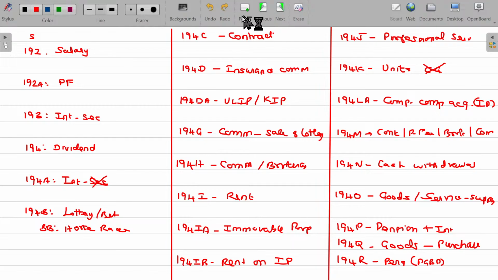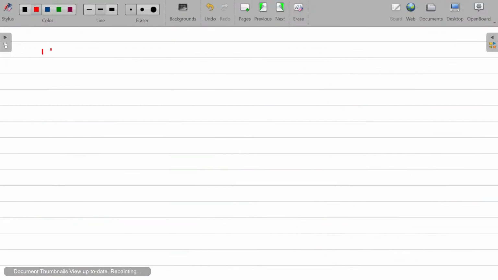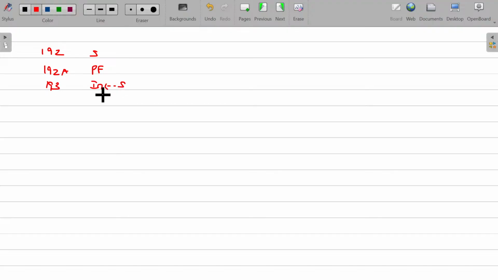Let me summarize here. So 192 is what? Salary. Then 192A is all about PF, EPF, and 193 is all about interest from securities. 194 is dividend income. 194A is interest other than securities. 194B is winnings from betting and gambling. BB is all about horse races.